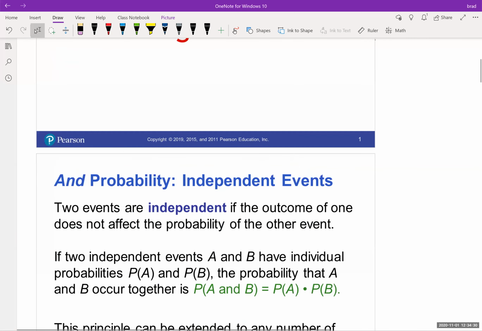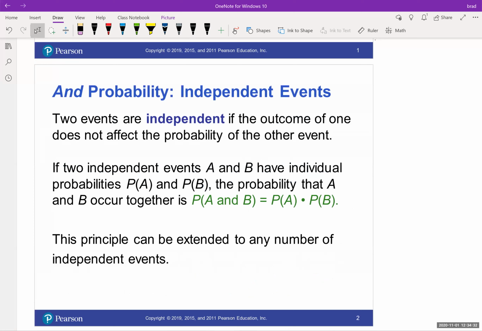So there's two big things we're going to talk about in this section, AND probability and OR probability. Well, actually, I'm sorry, AND probability with independent and dependent events. So two events are independent if the outcome of one event does not affect the probability of the other event. So it's really important that you understand that it does not affect, okay? So that means when you flip a quarter in the air, you have a 50-50 chance of getting heads, one out of two, or one out of two getting tails.